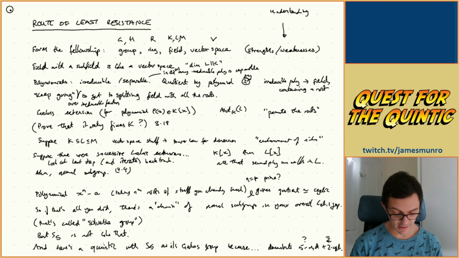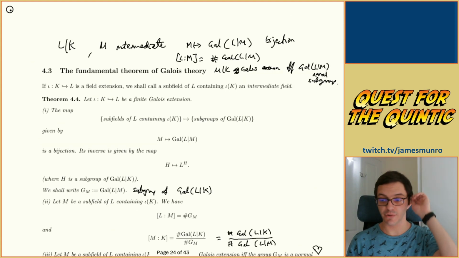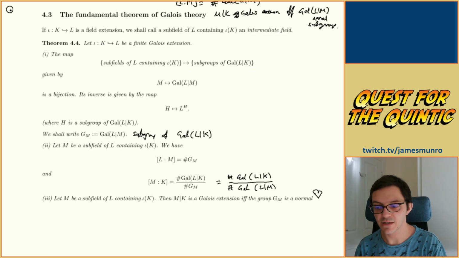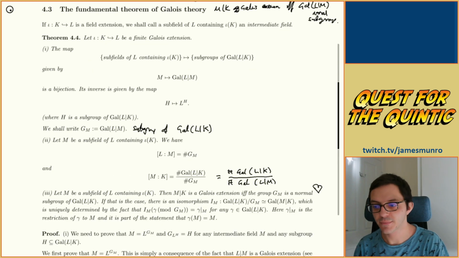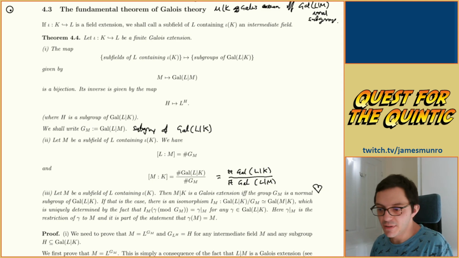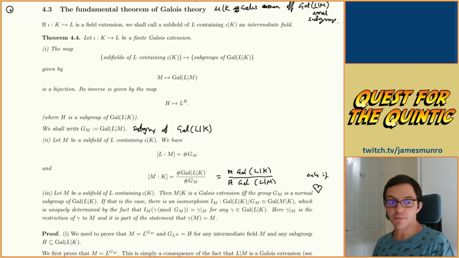Okay. So back into 4.4 then. I want to understand this aha normal subgroup. So here we've got loads of Galois extensions everywhere. So this bit down here is part 3. Yeah, here we go. If and only if, so the only if is the key bit for the quintic quest. The group is a normal subgroup of that overall Galois group.